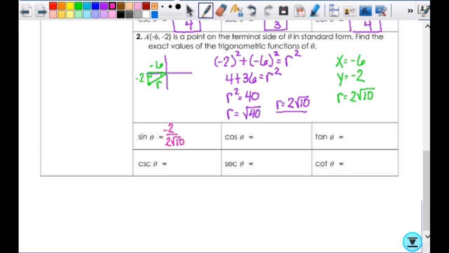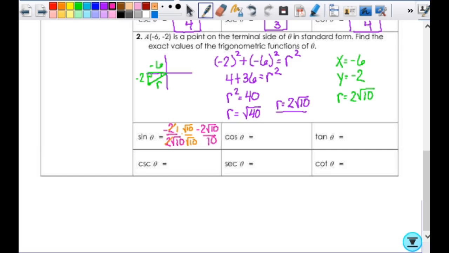So what happens here then is that the 2's are going to cancel out, right? The 2's cancel out. That leaves you with 1 over the square root of 10, and it's negative, but you can't leave a square root in the denominator. You have to rationalize, which means we would multiply this by the square root of 10 over the square root of 10, so that we end up with negative 2 square root of 10 over 10. Right?